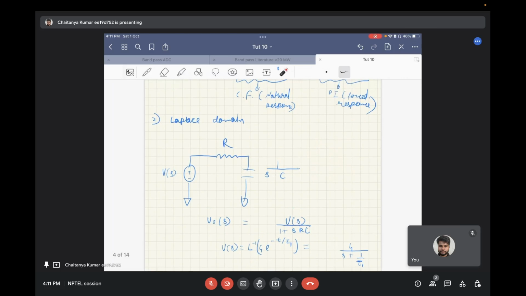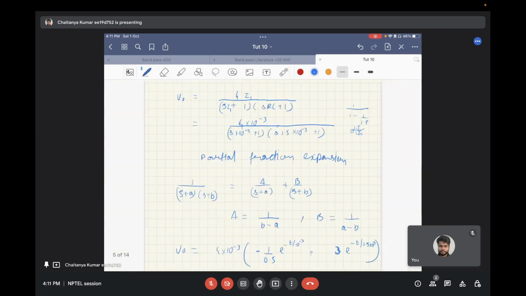Now Vs is the Laplace transform of the input, that is 4 into e to the power minus t by tau. So that comes out to be 4 upon S plus 1 by tau 1. So the final output that you get is 4 into tau 1 upon (S tau 1 plus 1) times (S RC plus 1).